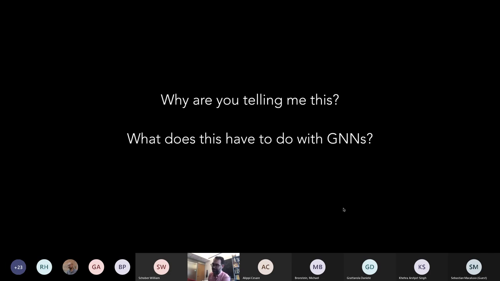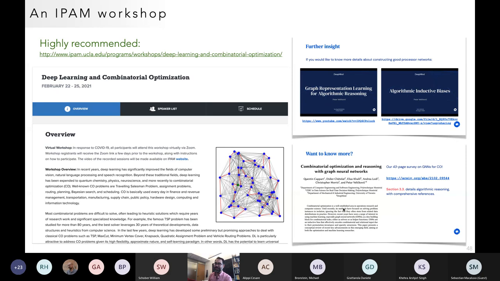What does this have to do with graph neural networks? The reason I'm mentioning it is that these two threads of research came together last month at this IPAM workshop about deep learning and combinatorial optimization. What I was just talking about is definitely a combinatorial optimization problem. You're trying to go through an enormous, combinatorially large number of possible trees, and you have a well-defined objective, and you're trying to find that thing. There were several presentations there where people are using graph neural networks. Pitara had pointed to these works about using graphs for algorithmic reasoning, algorithmic inductive biases. There's a review paper on it.